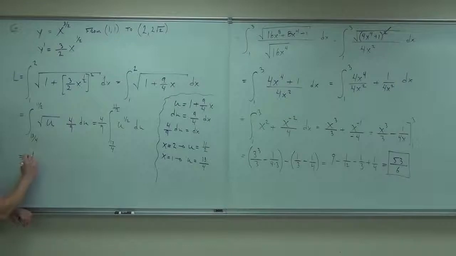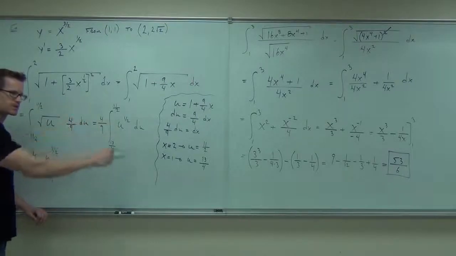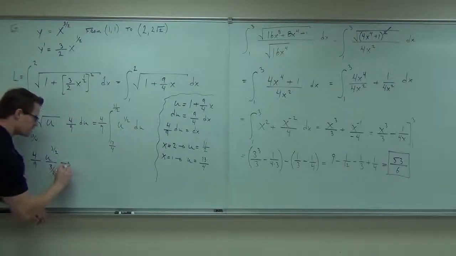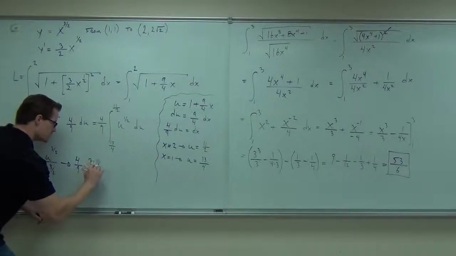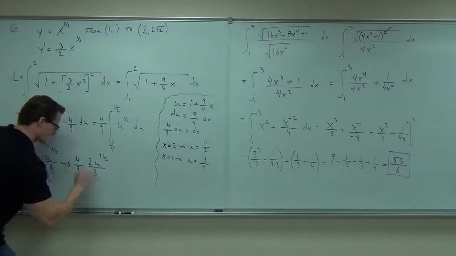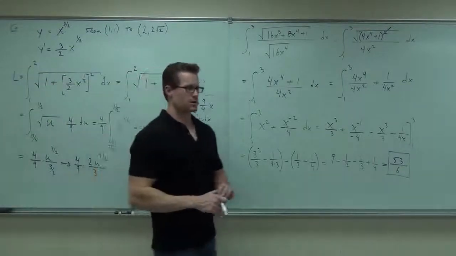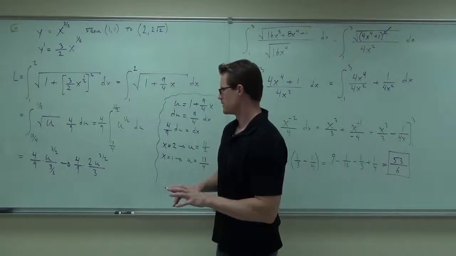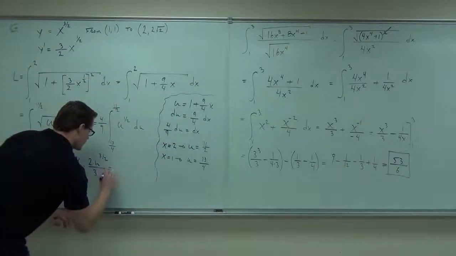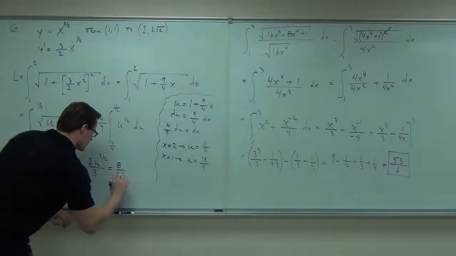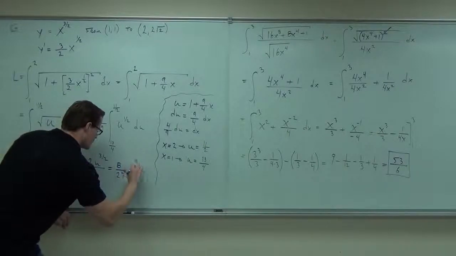So we'll have the 4/9, but don't lose that 4/9. We have u to the 3/2 over 3/2. I'll evaluate in just a minute. Notice that we add 1 to the 1/2, you get 3/2 over 3/2. Be careful on making this a little bit prettier. You'll have 4/9 times 2 u to the 3/2 over 3. Still okay getting that far? Now, we're going to have 8 over 27 u to the 3/2.